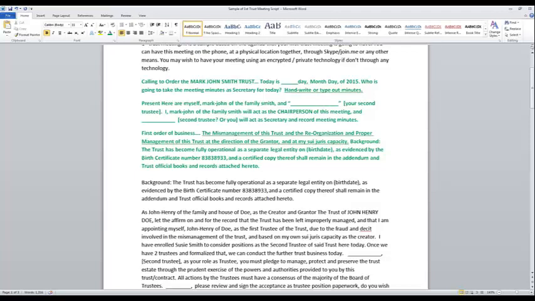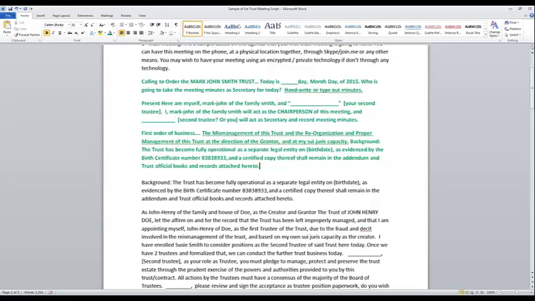So let's just give a little bit of background, make sure we both understand what's going on here. The trust, I have the birth certificate right here. You might want to pull out a certified copy of the birth certificate, and you might want to show the second trustee. You want to say, listen, I have this birth certificate right here, and this trust, obviously, it's a legal entity, operating in the United States and so forth, and it became fully operational as a separate legal entity on whatever your birth date is, as evidenced by the birth certificate.